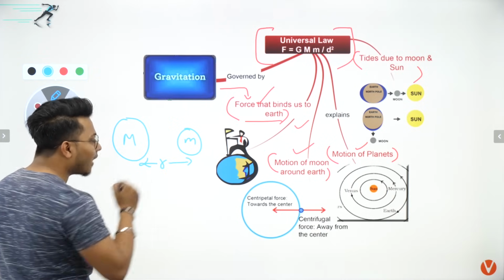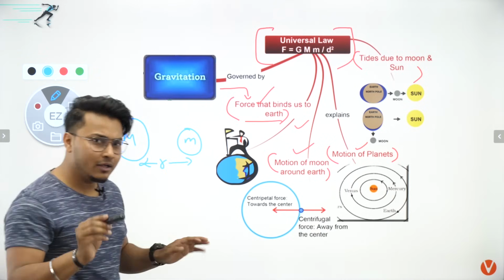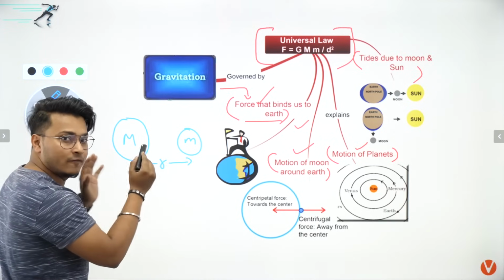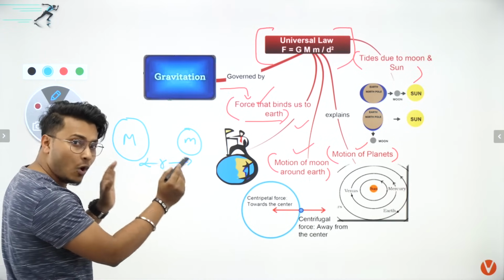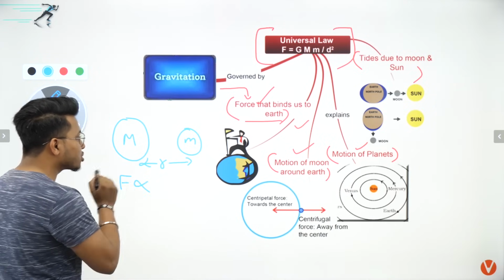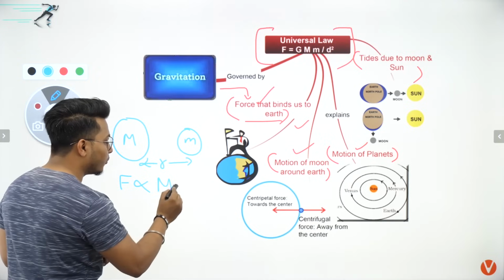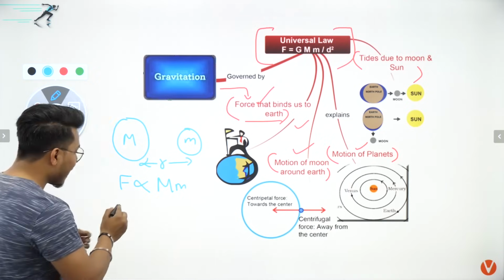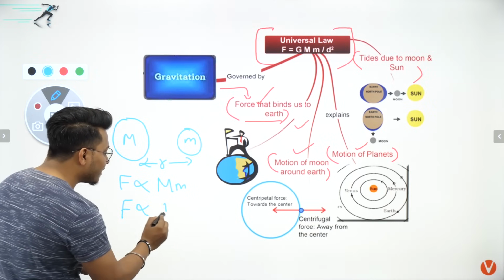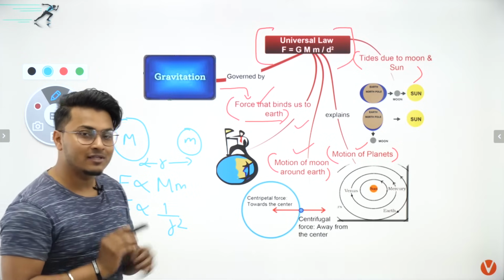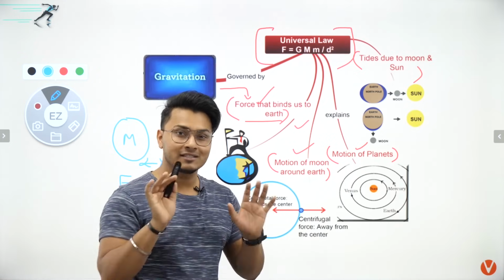They are at a distance of r or d, whatever you want to take, it's completely up to you. Mr. Newton says that the gravitational force between these two objects is directly proportional to the product of the masses, and this gravitational force is inversely proportional to the square of the distance between these two masses. That's what Isaac Newton said.